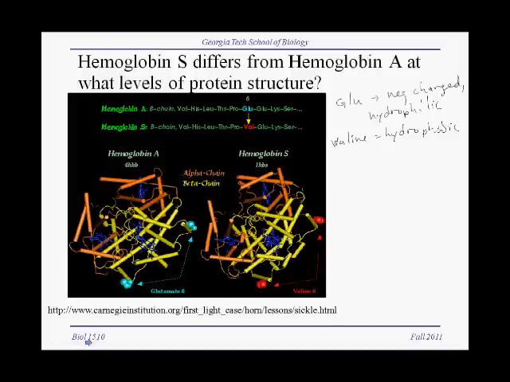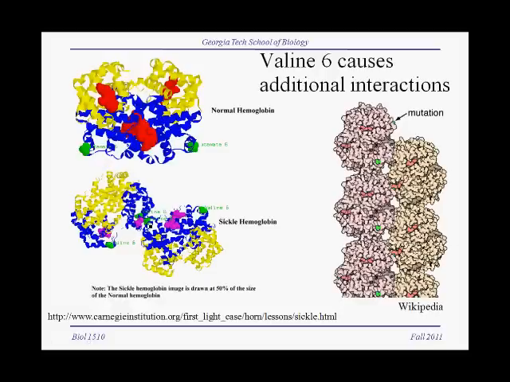So then what happens? The presence of valine on the surface then causes an additional interaction between sickle cell tetramers. So the valines interact with each other because we have exposed hydrophobic surfaces, an additional hydrophobic interaction that causes dimerization of two different tetramers getting together. And when they get together, they can form these stacks, and eventually you get fiber formation.